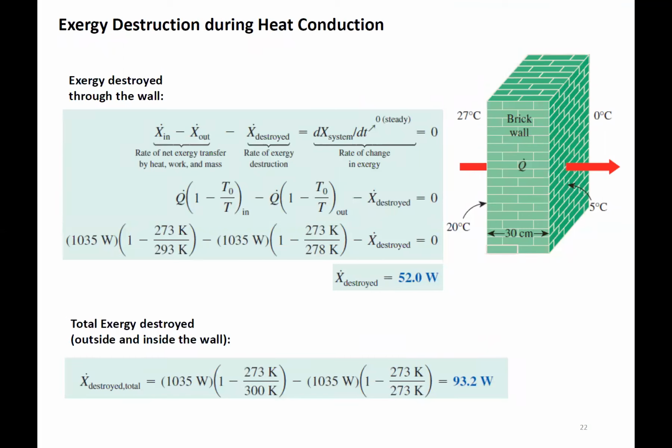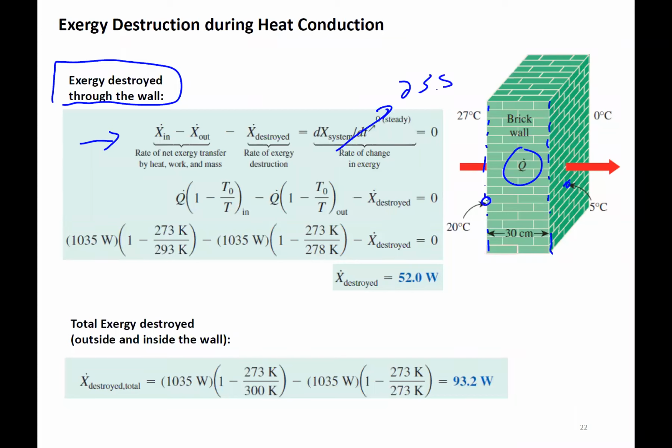All right, so here we have a closed system of a brick wall again. So this first one is the exergy destroyed through the brick wall. So our boundary is just the brick wall. So that's the temperature right there, and that's the temperature right there on the brick wall. Okay, so we have our exergy balance in its rate form, because we're looking at the rate of heat transfer through it. It's steady state.